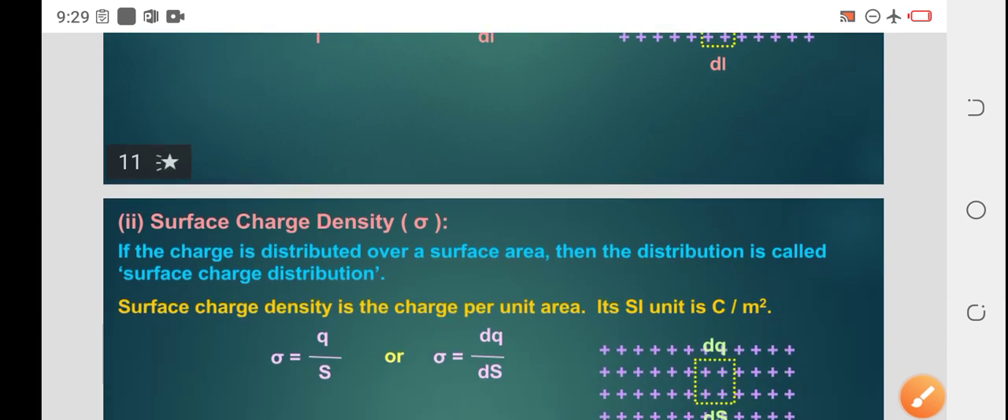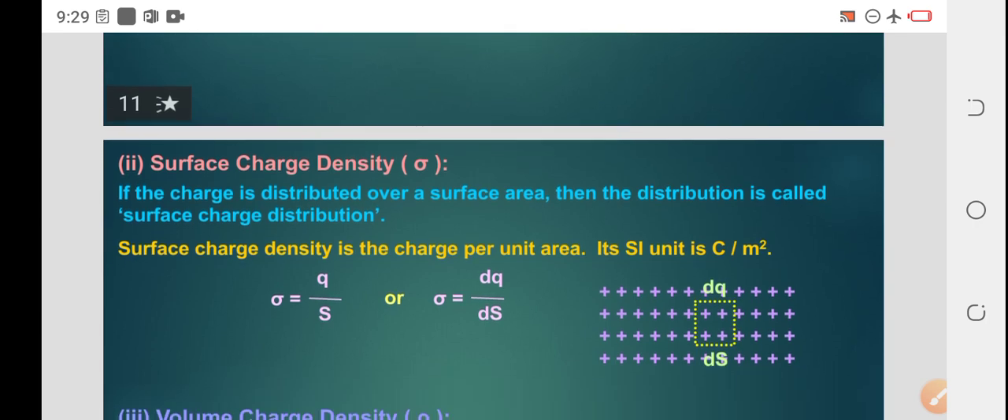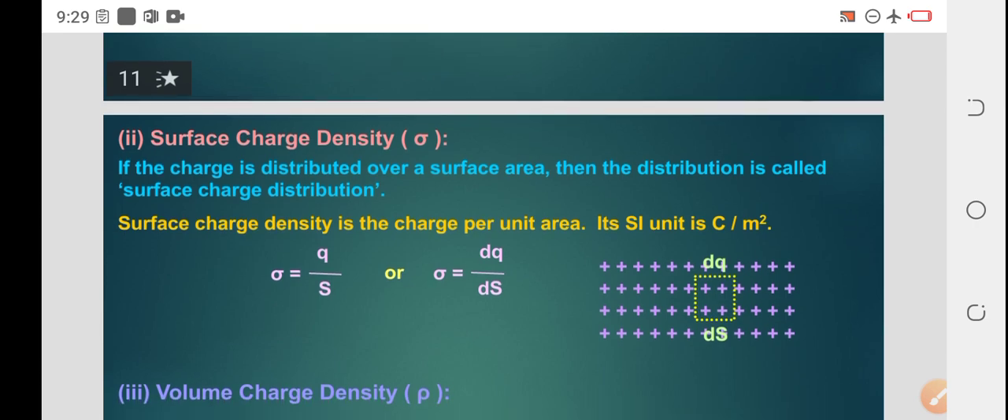Coming to the second one, surface charge density, which is represented by sigma. If the charge is distributed over a surface area, then the distribution is said to be surface charge density. Surface charge density is the charge per unit area. The SI unit is coulomb per meter square. Therefore, sigma equals Q by S, where Q is the charge and S is the surface area. Then for a small charge on a small surface, it will be sigma equals dq by ds, from the figure.